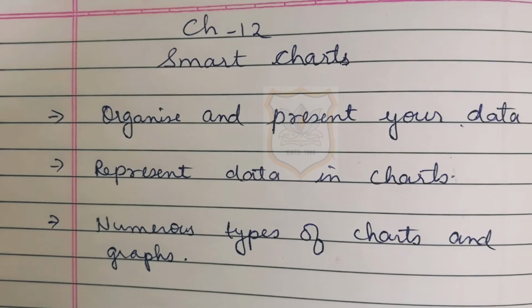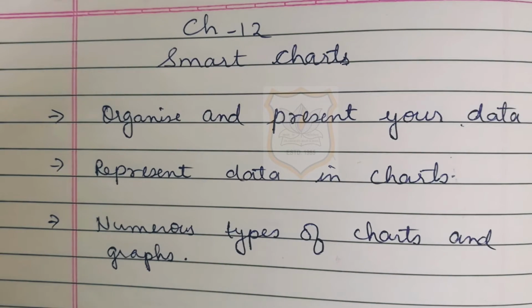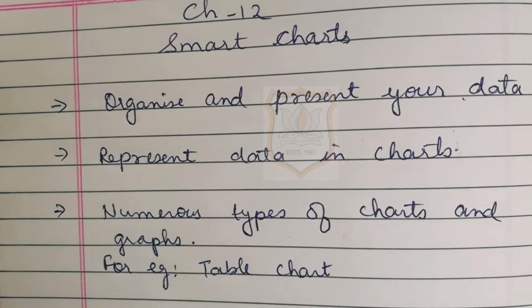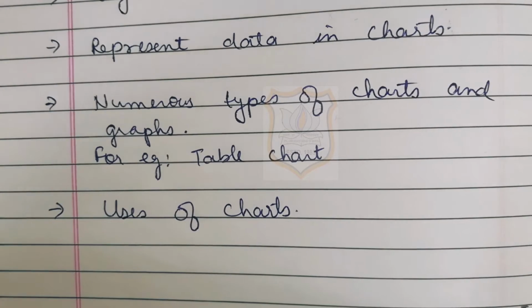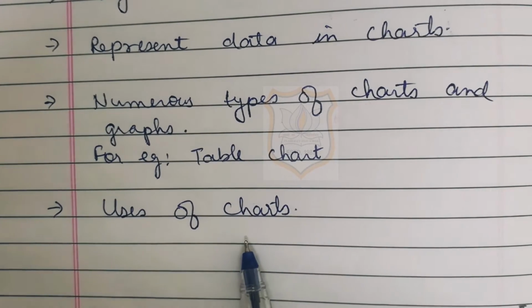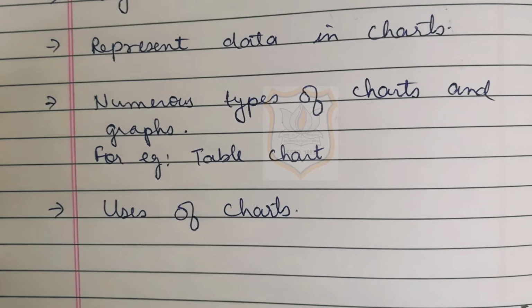There are numerous types of charts and graphs. For example, table chart. The table refers to the representation of data or information in rows and columns. Now students, what is the uses of charts? Often we use the chart to ease understanding of large quantities of data and the relationships between parts of data. Also, we can read them more quickly than raw data. In addition, we use them in different fields.